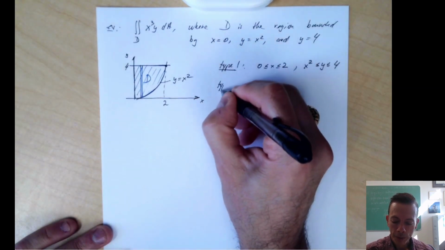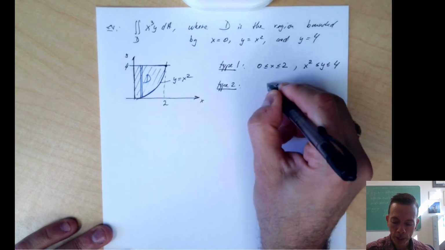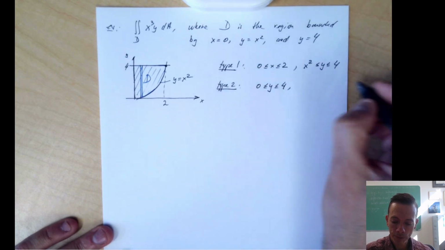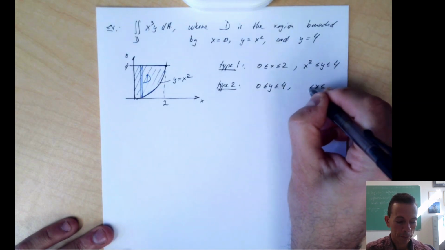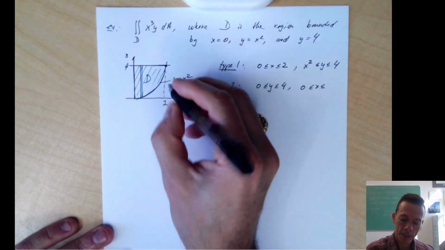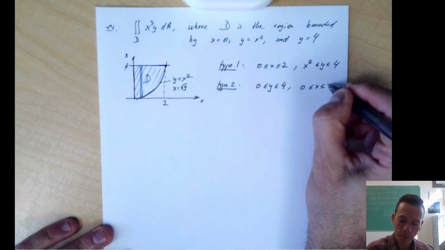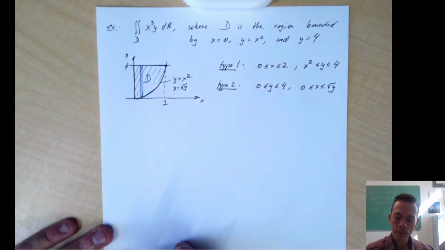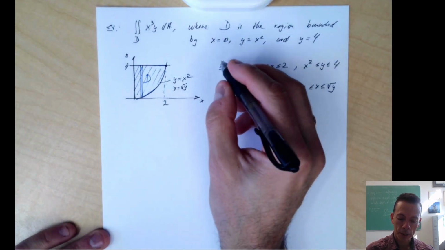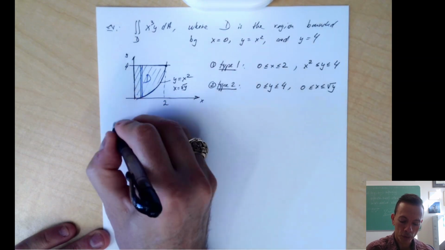You can also do everything the other way, type 2. In this case, y goes between the constants 0 and 4. And x is bounded by the two variable curves: 0 and this curve here solved for x, which is x equals square root of y. So the way you calculate this integral, depending on whether you choose type 1 or type 2, will be different.